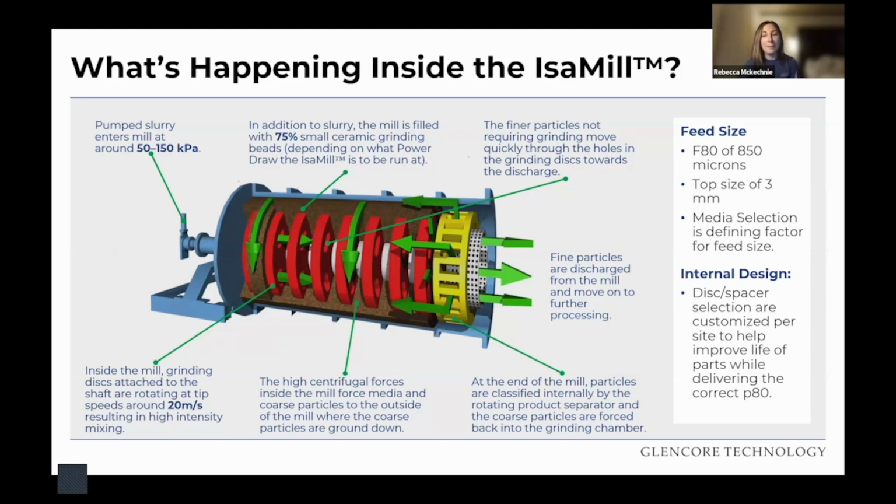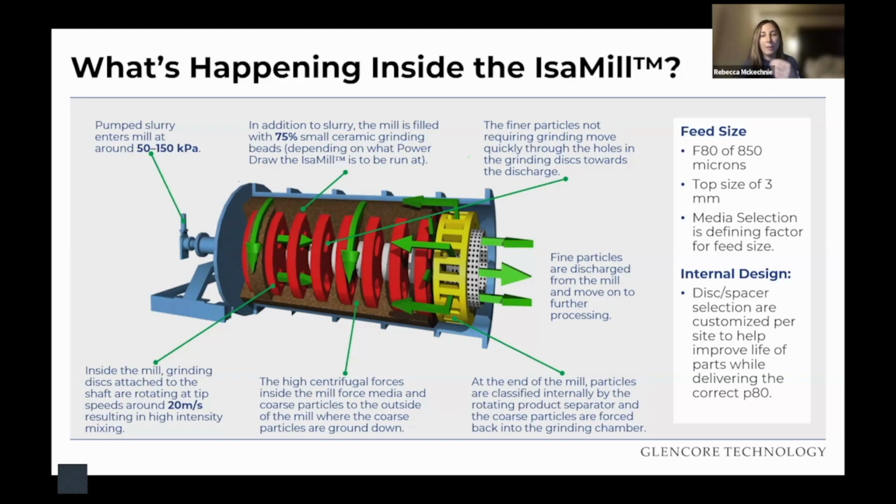We start with feed being pumped into the mill on the left-hand side. You can see it enters the mill chamber, which consists of that horizontal shaft with the discs mounted on it, and this rotates at high speed, about a tip speed of 20 meters per second. The discs provide a very high intensity mixing environment with ceramic grinding media and slurry. The coarse particles, as they move through, tend to centrifuge out to the outside of the mill, while the finer particles are displaced towards the shaft and move quickly towards the discharge end of the mill.